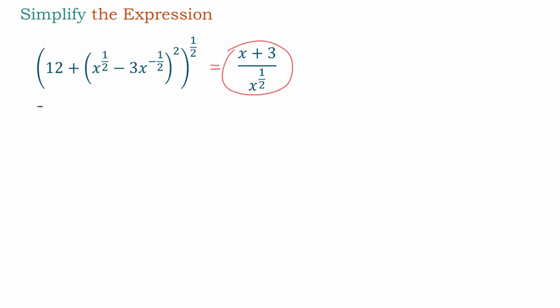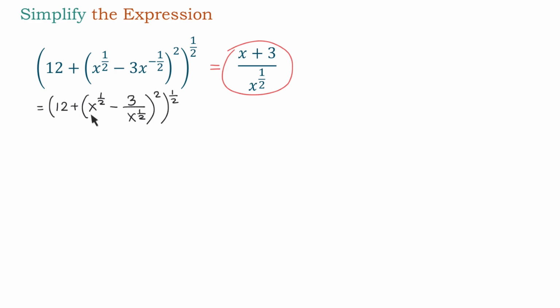So then we will have 12 plus x to the 1/2 minus 3 over x to the 1/2 all squared, then to the 1/2. First, notice that I did not move 3 down because only x has a negative exponent. Also, we cannot multiply these two exponents yet because inside these parentheses we have a sum and we can't just take a term and raise it to an exponent.